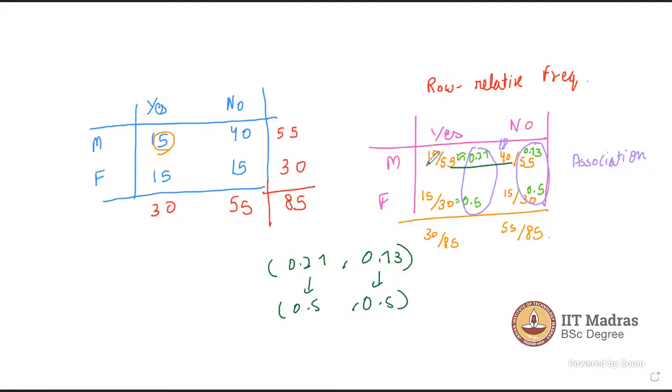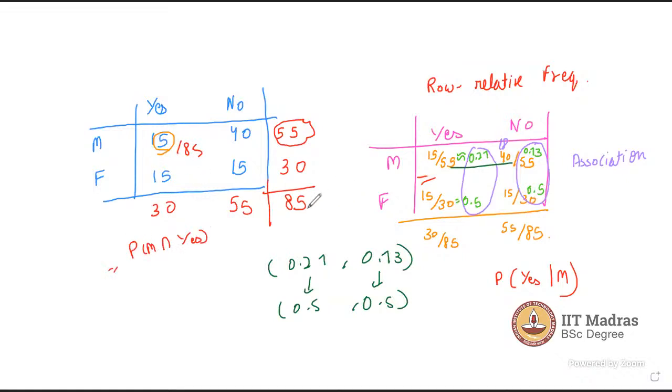That's something different. Like of all the males, male and yes, you can say it is probability of yes given male. Right? Yes, so it's a conditional probability. If you make it 15 by 85, then it is male intersection yes.